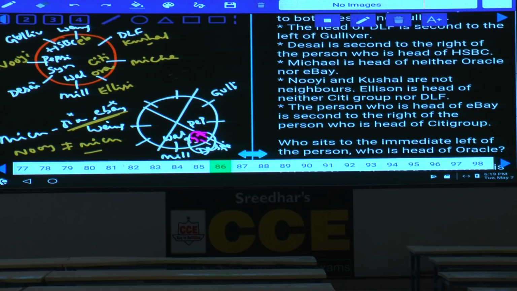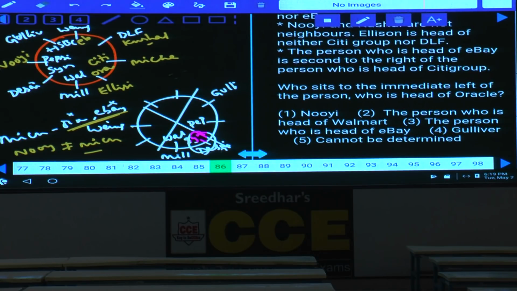Then question number 86. Who sits to the immediate left of the person immediate left of the person who is the head of Oracle? Head of the Oracle is Ellison, immediate left hand side of this person is Millen, isn't it? And Millen, the person who is the head of Walmart, that is choice 2. Question number 86, it is choice 2.